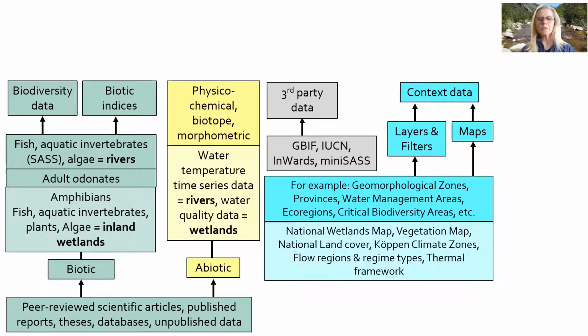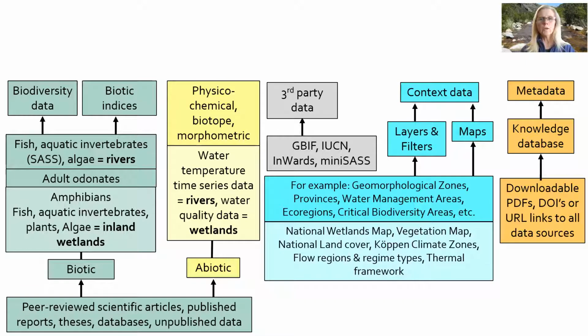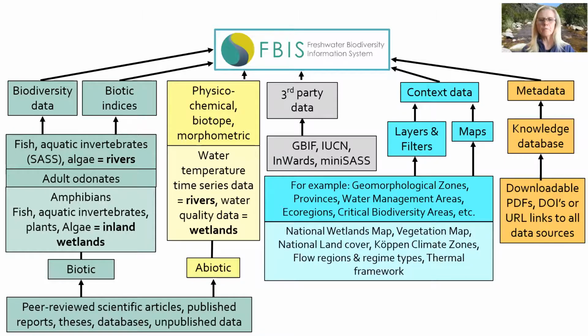In phase 2, because it's wetland driven, we'll be focusing on the national wetlands map, veg maps, and switching out the land cover, as well as bringing in some spatial layers which are relevant to the thermal module, which we will also be developing in phase 2. Lastly, all occurrence records in FBIS have associated metadata, and in the background of this is a knowledge database with downloadable PDFs, DOIs, and URLs linking to all data sources. These 5 pillars together form the Freshwater Biodiversity Information System and are available to you, the freshwater data users.